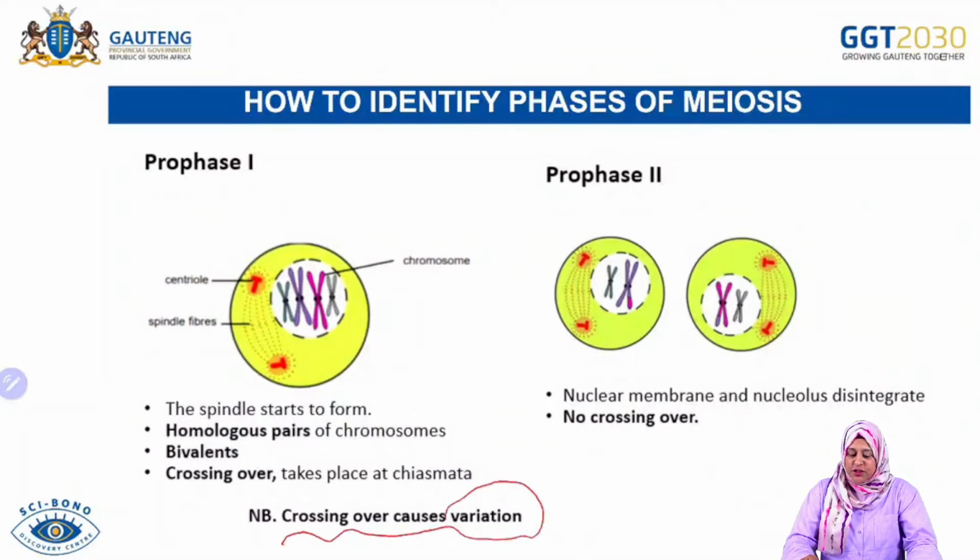If you look at prophase 2, you can see that the chromosome number has already halved, and you have 2 chromosomes here, with the nuclear membrane and the nucleolus disintegrated, and no crossing over occurs in prophase 2. You can see 1, 2, 3, 4 chromosomes there and 2 here in each cell. So that's how you differentiate for prophase.